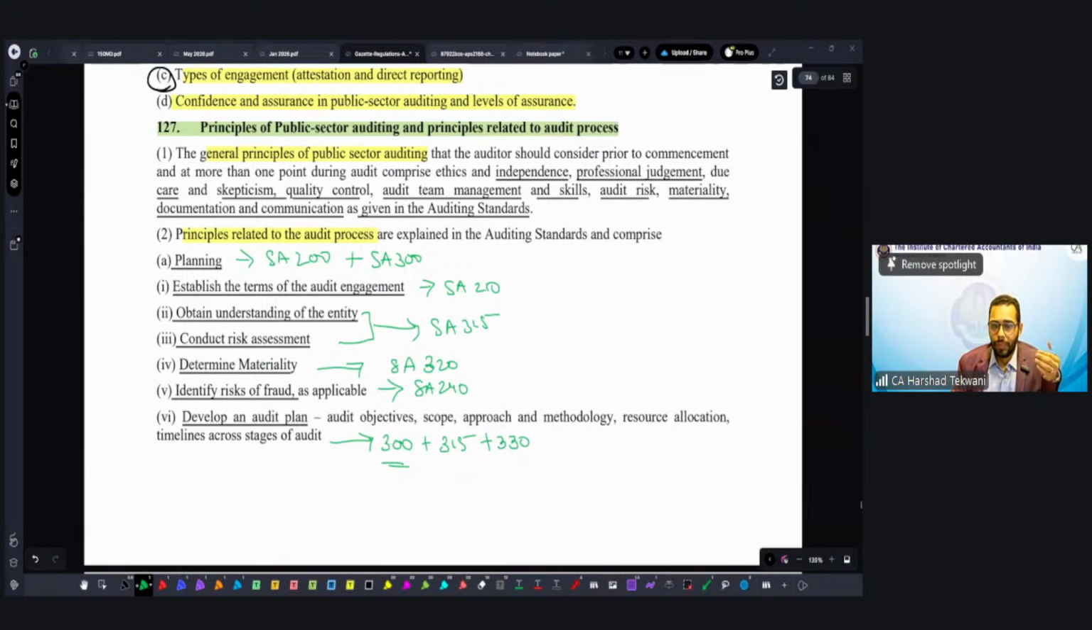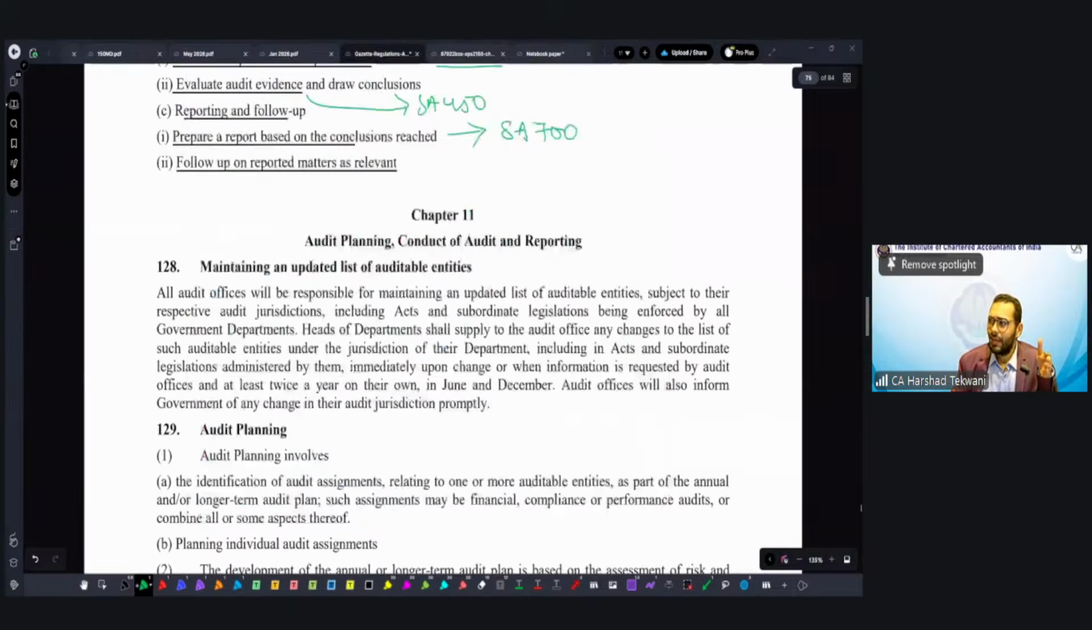Any doubt till now? No? Okay. See, again, there are further procedures given which are required to be considered.